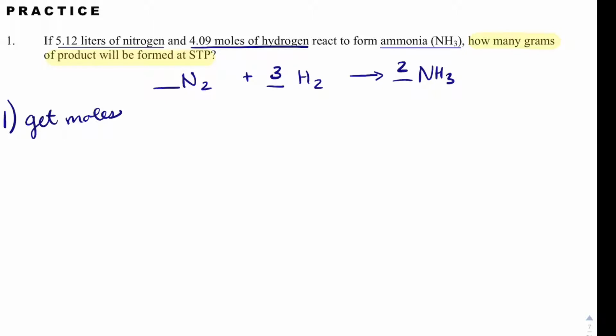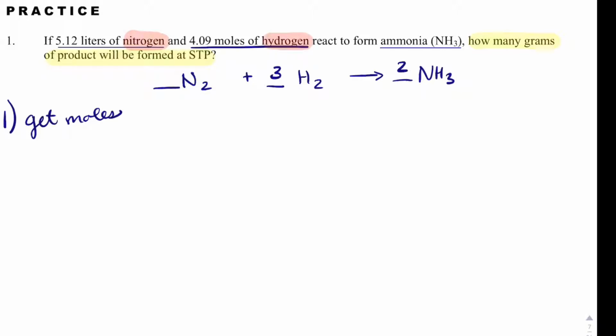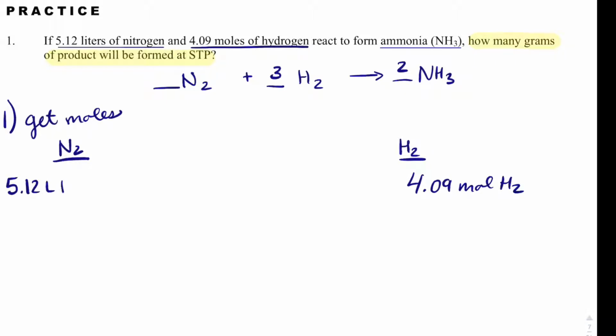Basically what this problem is saying is I have a random amount of nitrogen and a random amount of hydrogen. One of them will run out at some point, and that'll stop your reaction. Which one will run out first, and then use that amount to figure out how much NH3 is actually going to be made. So we need to get moles of nitrogen, and we need to get moles of hydrogen. Luckily, they give us 4.09 moles of hydrogen, and we need to get moles of nitrogen. We are given 5.12 liters of nitrogen at STP.